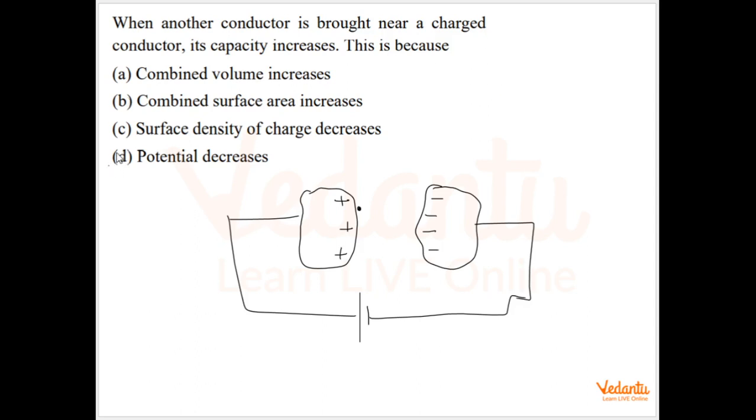So answer will be option D. The capacity increases, C is equal to Q by V. The capacity increases because the potential decreases.